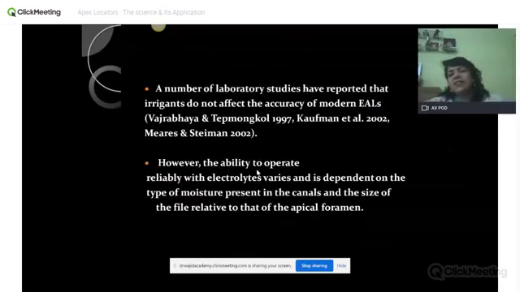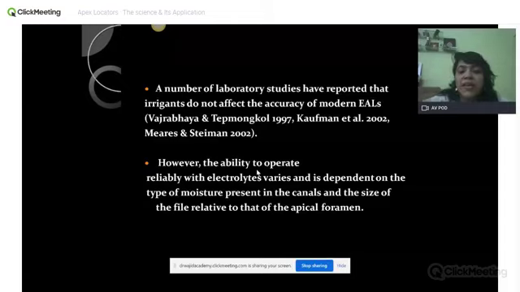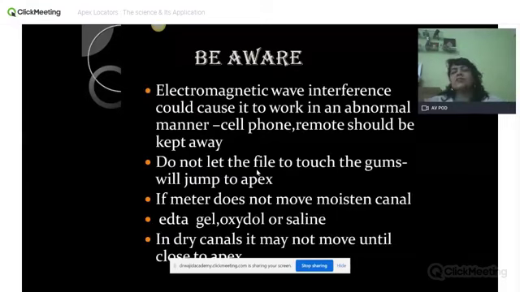A number of laboratory studies, however, have shown that the recent generations of apex locators do not get so easily affected by the presence of electroconductive fluids in the canals. It depends upon the type of moisture which is present as well as the size of the file in relation to the apical foramen. A few things which you have to take as a precaution: remember that there are many equipments which interfere through their electromagnetic waves, and they could cause your EAL to work in an abnormal manner.